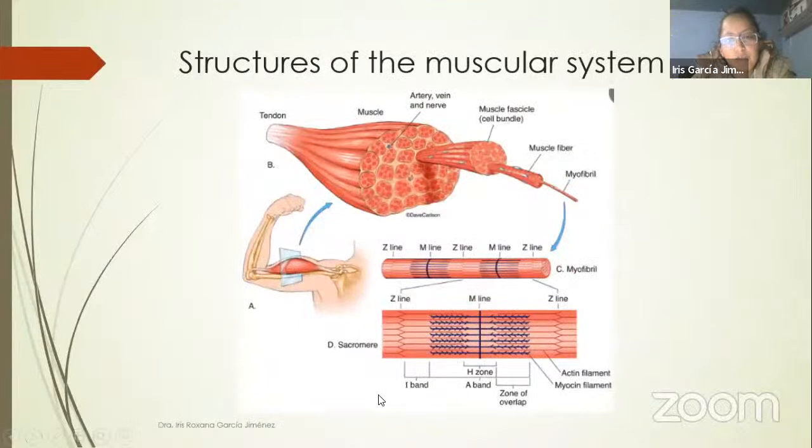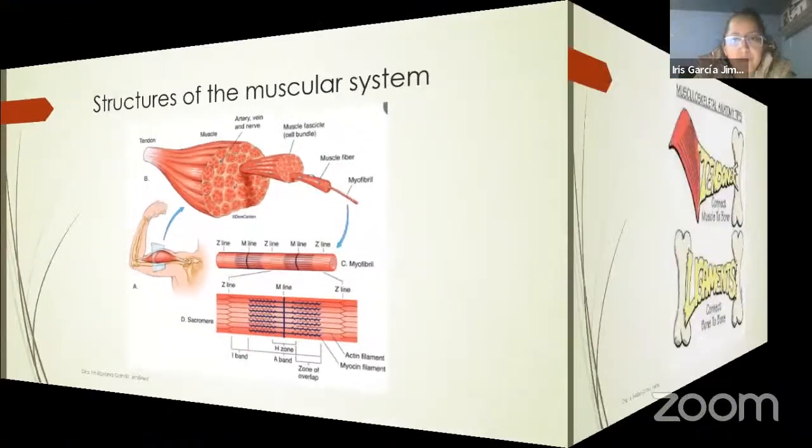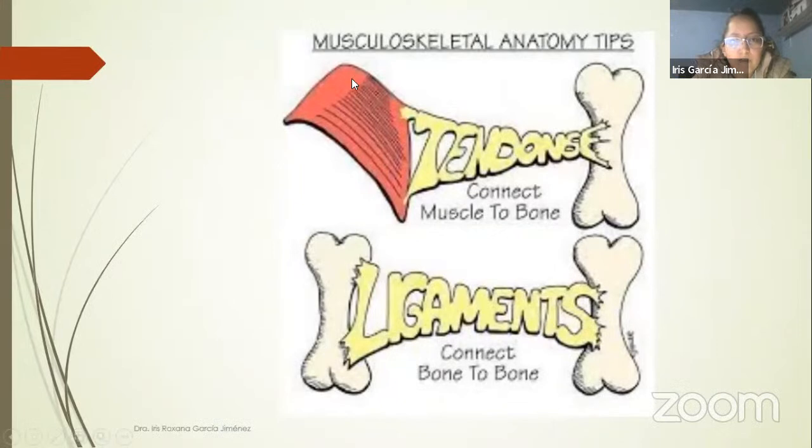The structures, just for remembering the anatomical review, the structures of the muscular system. We have this slide showing the detail of how it is done, just for vocabulary again. And we have this picture that I like to match because we get tips about musculoskeletal anatomy with tendons and ligaments. Tendons connect muscle to bone and ligaments connect bone to bone. So you can see just an information picture. Don't worry about it.